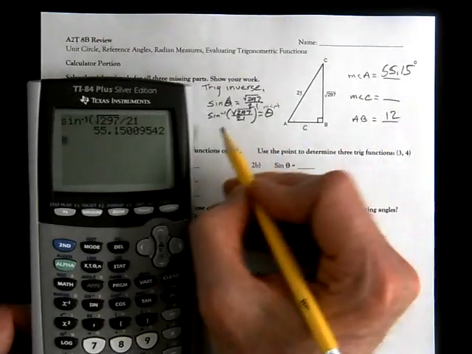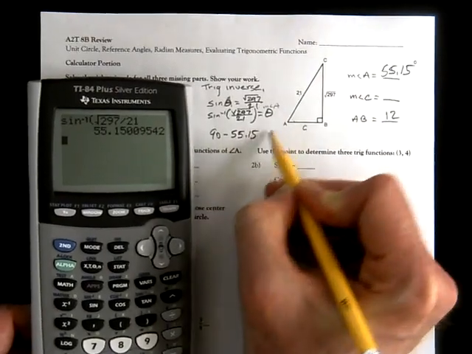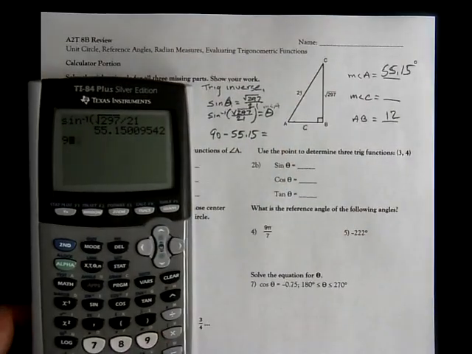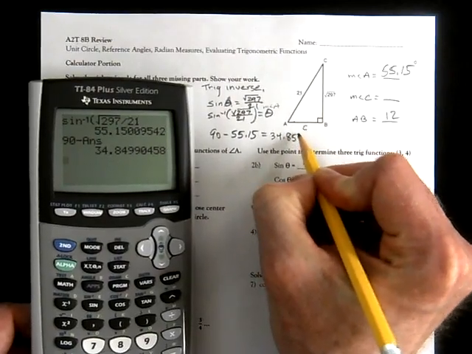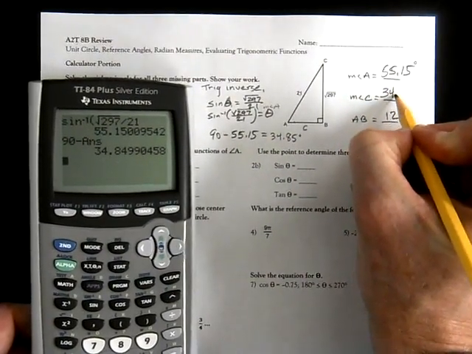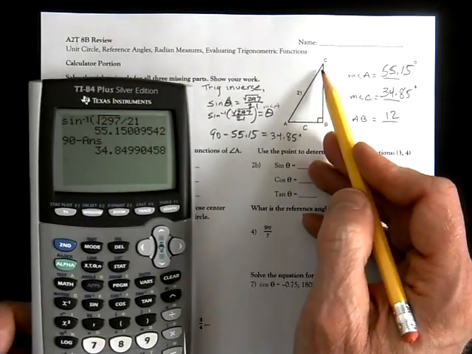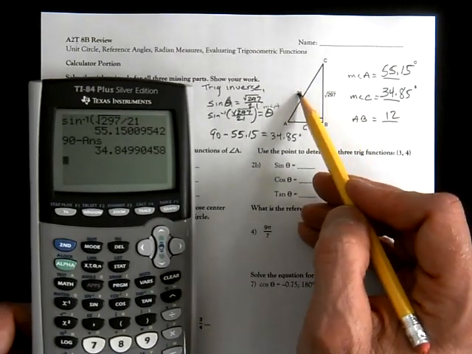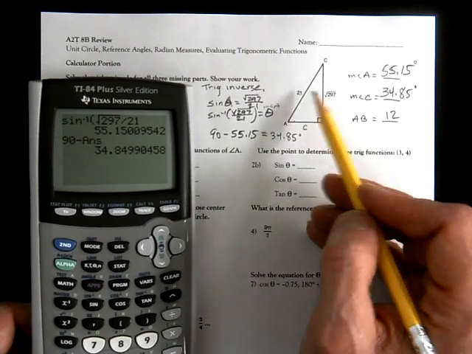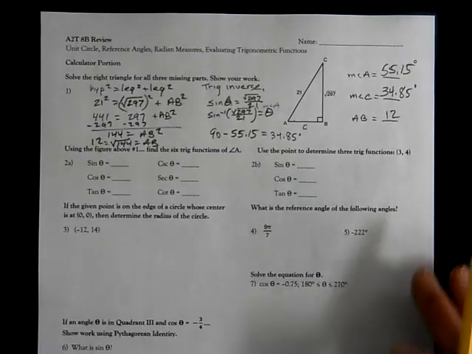And then one easy way to do this is to subtract our 55 from 90. And we get our 34.85. Or you could recalculate it and do cosine inverse using the square root of 297. You could use 12 also, but if 12's wrong, I don't want to get my answer wrong.